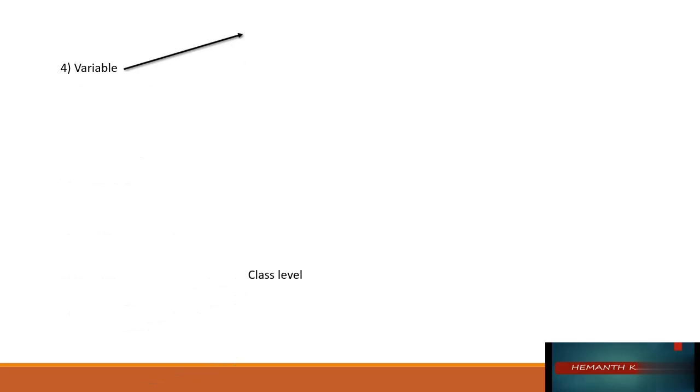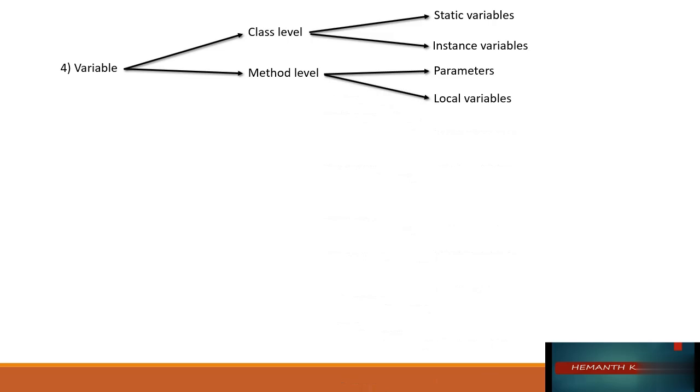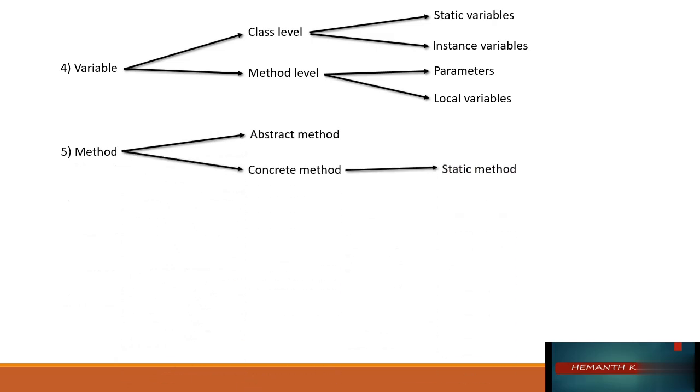Next we will discuss variable. Variable we can write at class level and method level. At class level we can write static variables and instance variables. We will discuss static variables and instance variables in further classes. At method level we can have parameters and local variables. And we have method. Method can be abstract method and concrete method. Concrete method can be static method and instance method.